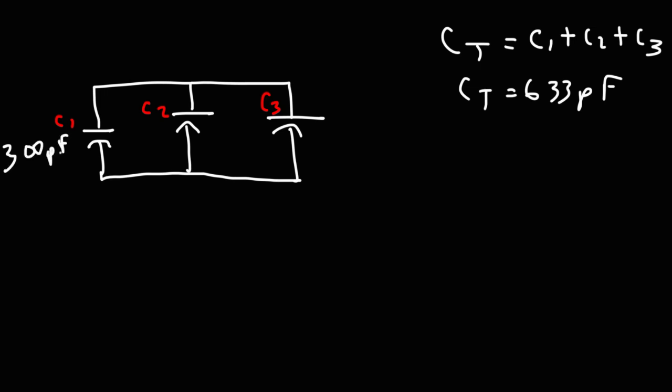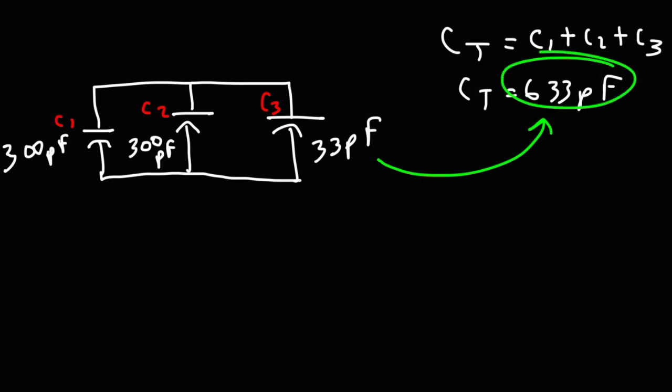So let's assume we have two 300 picofarad capacitors. So that's a total of 600. And we have a 33 picofarad capacitor. So in this case, this will give us the desired capacitance that we want, 633. Sometimes you need to do that in order to get the desired capacitance so that the circuit will oscillate at the desired frequency.